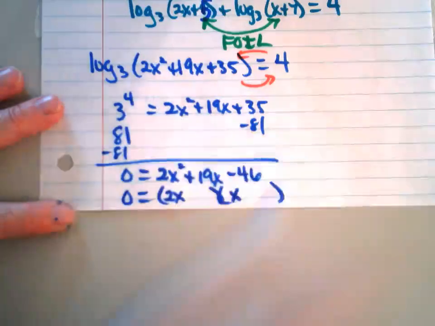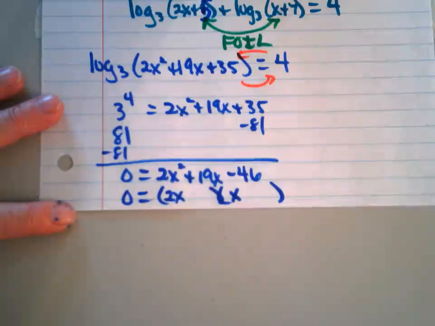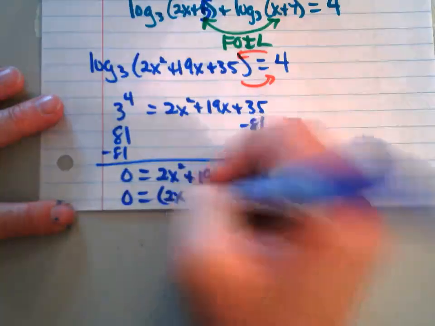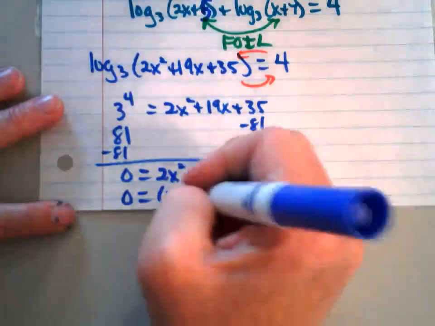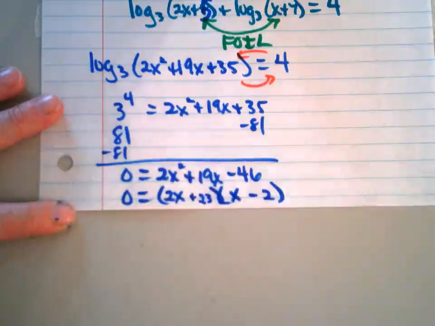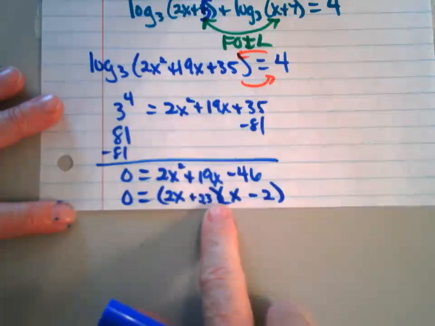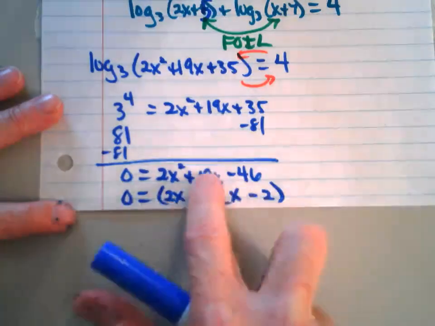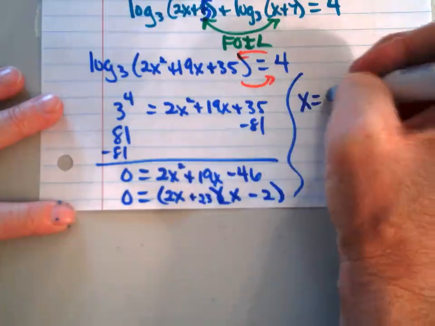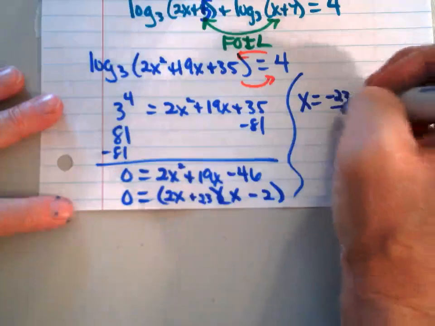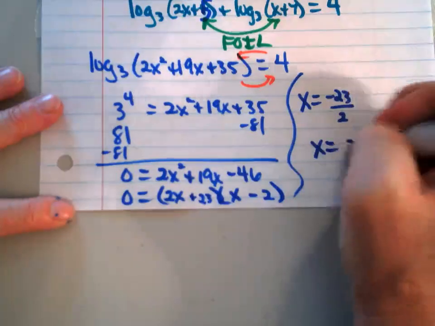2x, x, 23 times 2. That's going to be positive, that's going to be negative. 23x, take away 4x, is 19x. That gives us the two answers. x equals negative 23 over 2, and x equals positive 2.